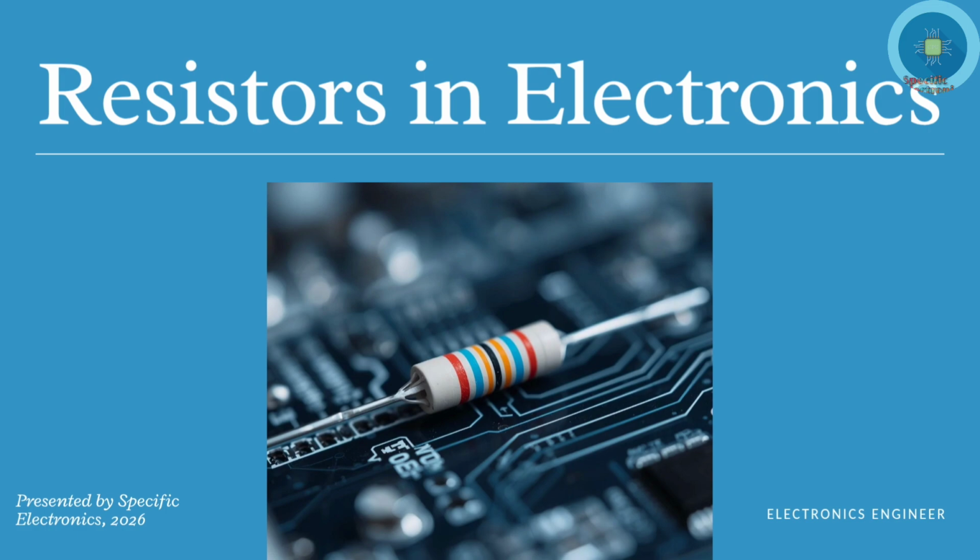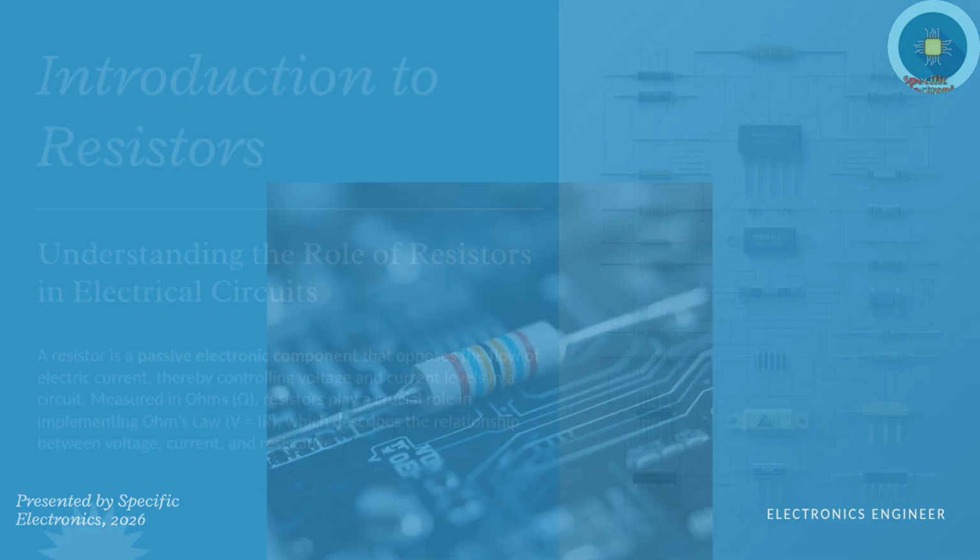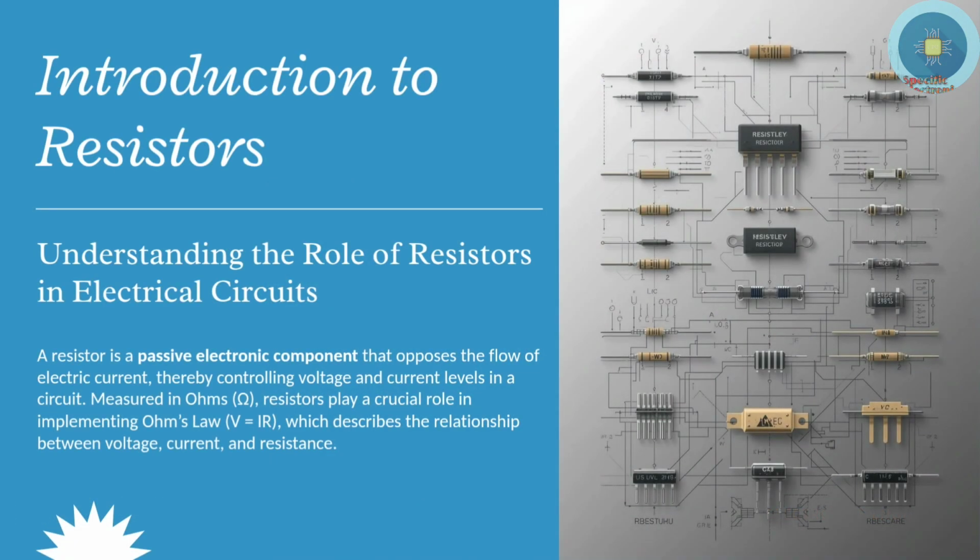A resistor is one of the most common components used in electronic circuits. Its main function is to control or limit the flow of electric current in a circuit. It's a passive component and the value of a resistor is measured in ohms.